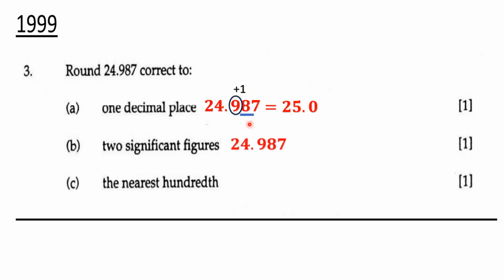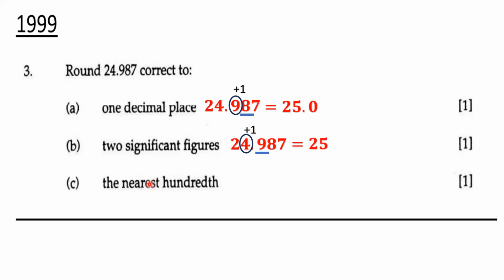Rounding correct to 2 significant figures, we have 1, 2, 3, 4, 5 significant figures. We only want it rounded to 2 significant figures. So we're going to circle 4 and underline 9. And so we know that 9 is greater than 5, so we're going to add 1. And so we have 4 plus 1, which is going to be 25. And since we wanted 2 significant figures, it's just going to be 25.